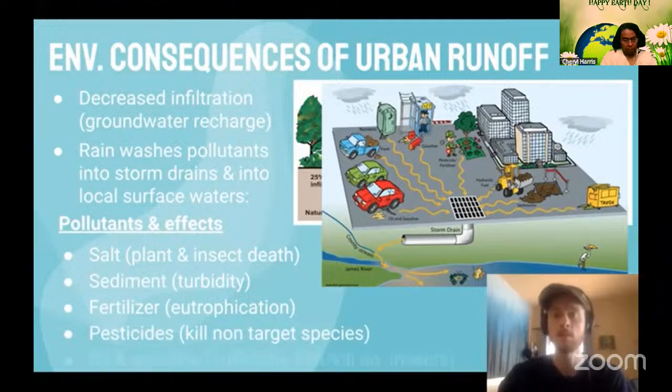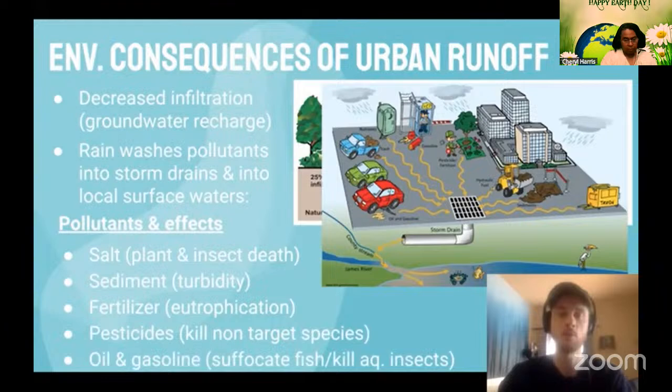And then finally, we have oil and gasoline. So these drip down from our cars. They wash down to the storm drain into the local body of water. And enough of that can suffocate fish by clogging their gills. And it can also decrease the amount of sunlight that gets into the water. And it can just be toxic to many aquatic species.